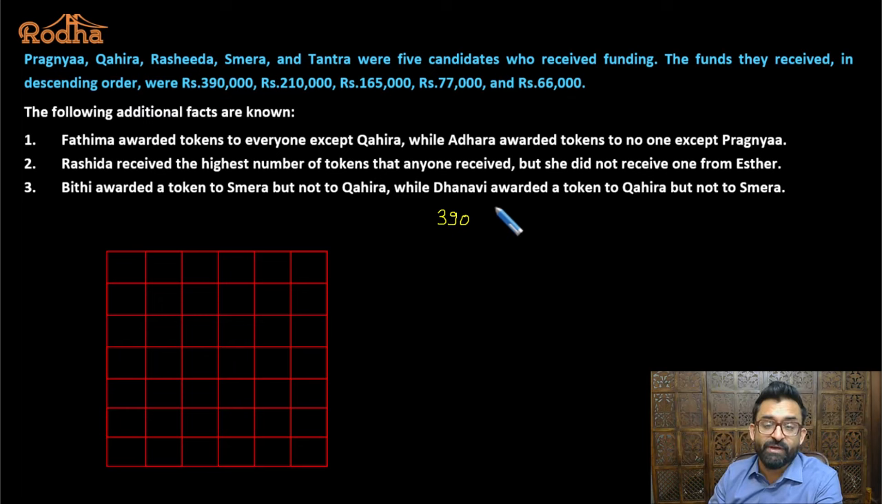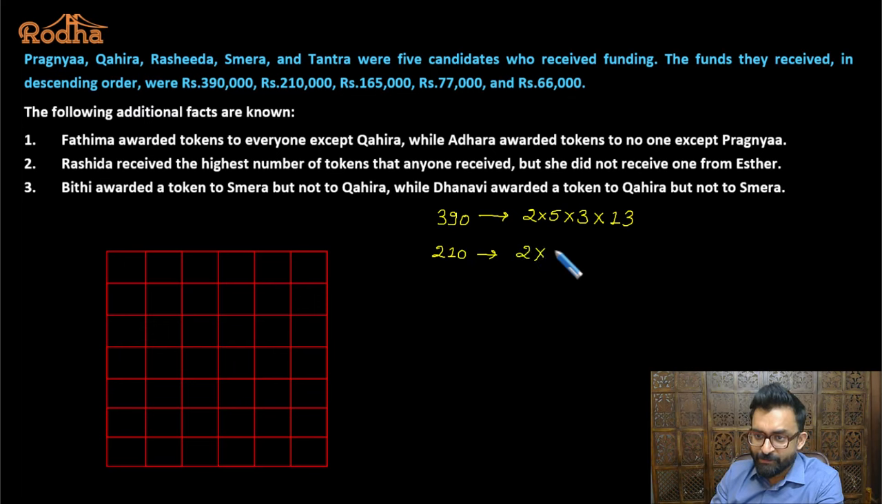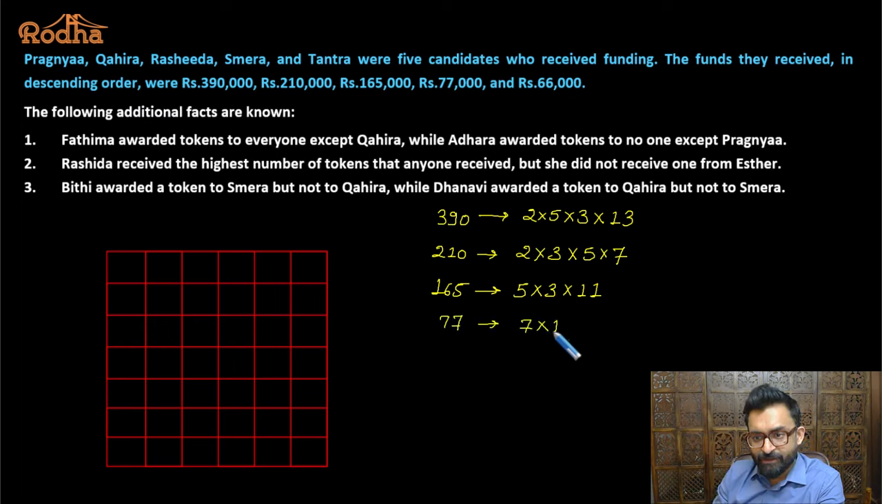Because a limited number of tokens are awarded, everybody is getting a limited amount. So we have to figure out what is the frequency of each token. So 390 can be factorized as 2 into 5 into 3 into 13. I can factorize 210 as well, that is 2 into 3 into 5 into 7. I don't need 1000, that's why I'm factorizing these numbers only. 165, that is 5 into 3 into 11. 77, that is 7 into 11. And last is 66, that is 2 into 3 into 11.